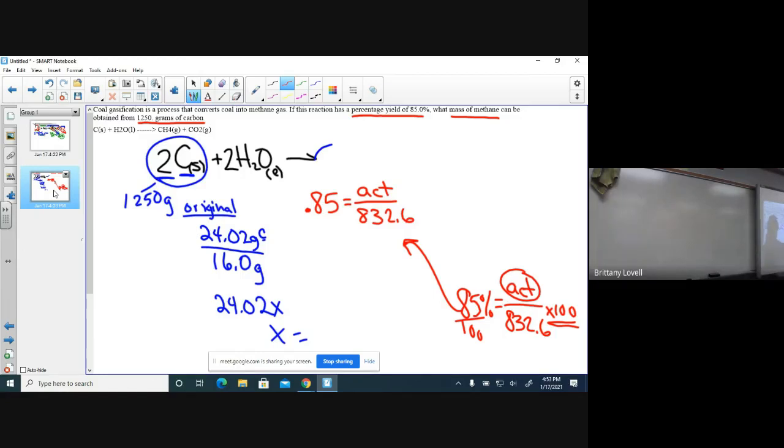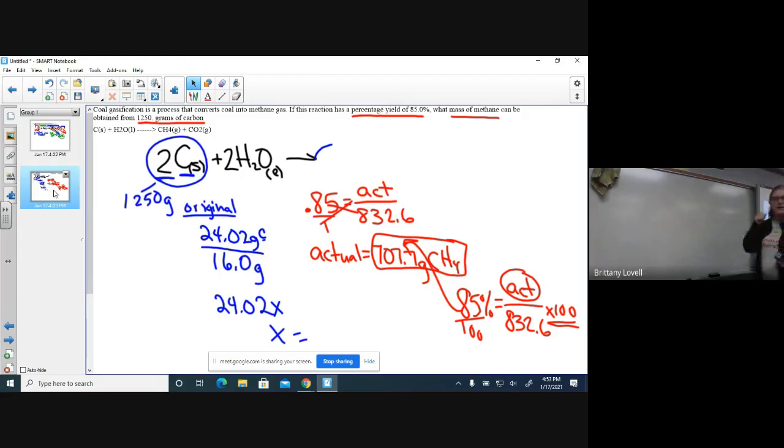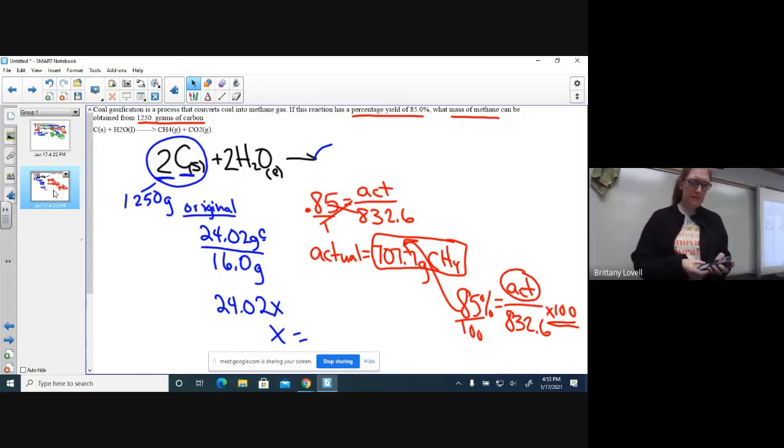Okay, so I'm just going to cross multiply. You know, this would be like over 1. Cross multiply, solve for x. So I'm going to take 0.85 times 832.6. So my actual yield, what we got in the lab when we did this experiment, was around 707.7 grams of methane. That's what we actually produced in the lab, okay, in order to achieve that 85% yield. That's what they got whenever they did the lab, okay?